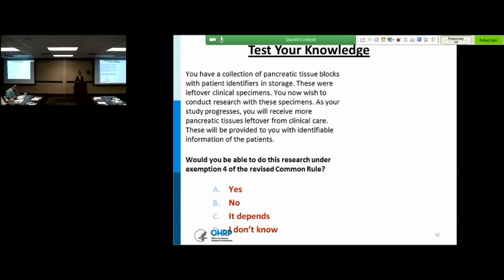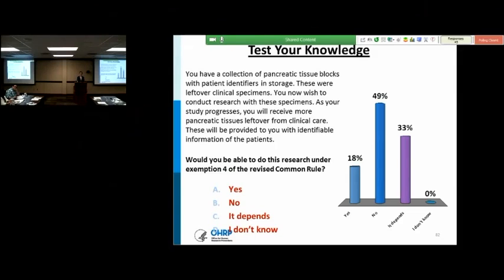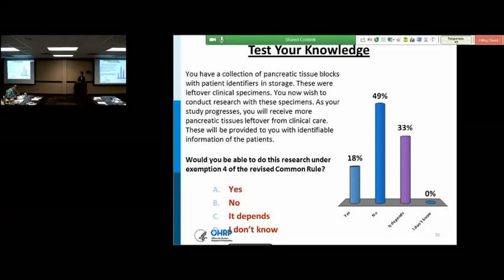Okay, I'm going to go ahead and close this. Let's see. Half of you say no. 20% say yes, and then 33% got the OHRP.